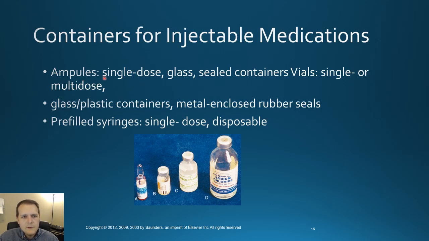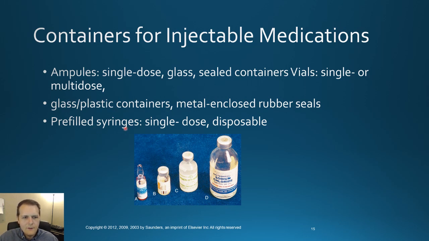So ampules tend to be a single-dose glass sealed container. Here's an example of an ampule. Notice here is the glass end. We'll talk about how to use those in just a moment. You'll find the glass or plastic containers, B and C here. These are typically going to have metal enclosed rubber seals on the top. Basically, you flip off the lid and there'll be a little rubber grommet you'd be drawing up medications through.